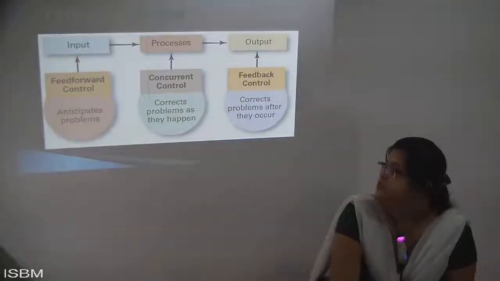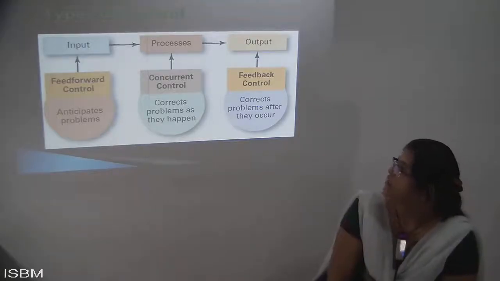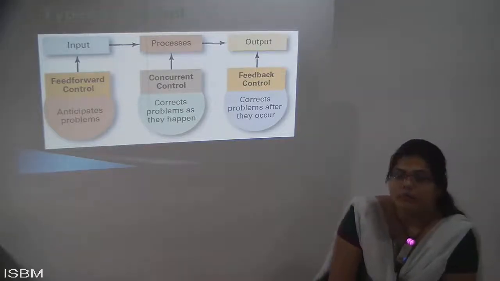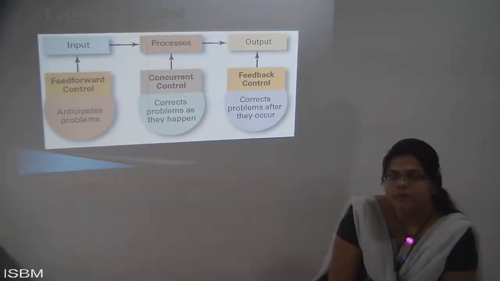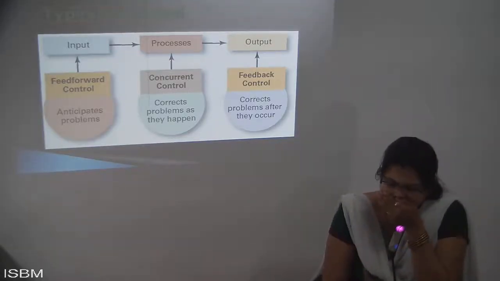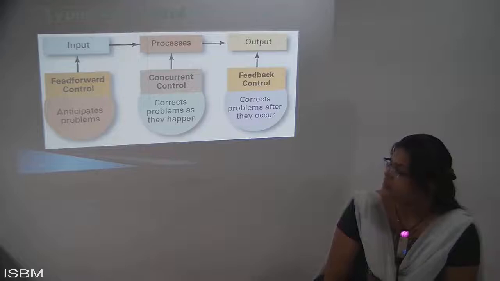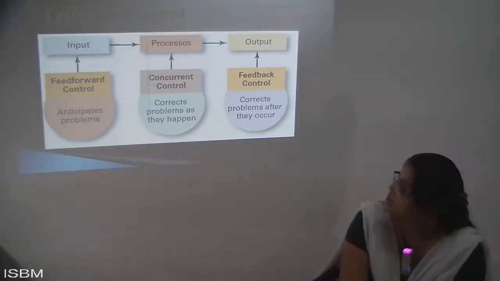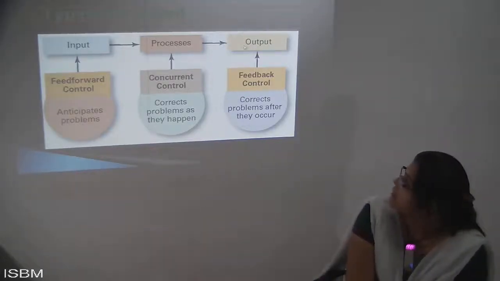Now, the types of control. You have three types of control. First it is input, process, and next it is output. These are the three types of process wherever it has been shown. With the help of the arrows, input is interconnected with the process, which is interconnected with the output.